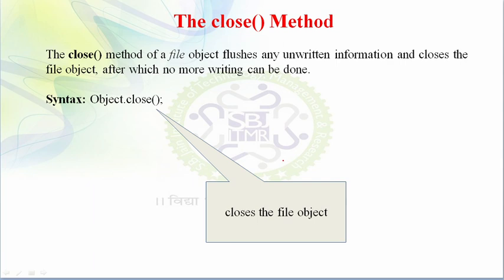Next thing is, once you have opened the file, the important thing is you should also close the file properly. It is a good practice that you should close the file after performing any operation. The close method for the file object flushes any unwritten information from the file and closes the file object, after which no more writing can be done. Usually Python automatically closes a file when the reference object of the file is reassigned to another file. That means if you reassign object f to some other file, then it will automatically close the file. But basically it is a good practice to use the close method to close the file.